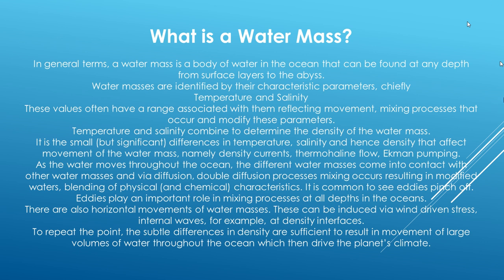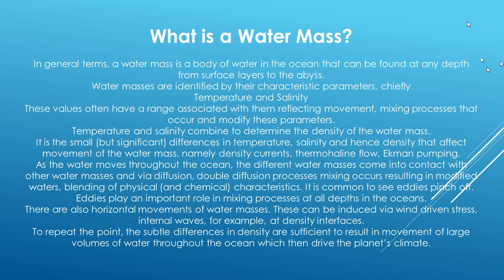So temperature and salinity combine to determine the density of the water mass. It is the small but still significant differences in temperature, salinity, and thus density that affect the movement of the water mass, namely density currents, thermohaline flow, Ekman pumping.